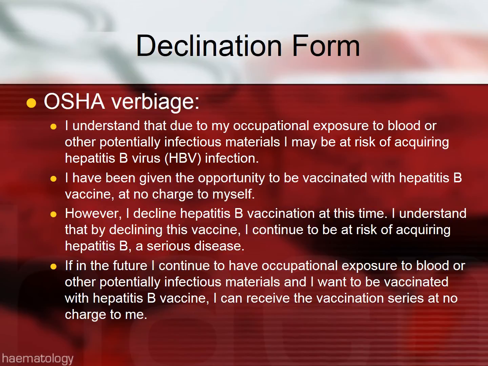And this is an example of a declination form, and you can just read through it here. Essentially what this is saying is that the person has decided that they do not want to receive the hepatitis B vaccination, and they can come back at a later date and say, yes, I do want to have it, and this is just OSHA verbiage with regard to that.